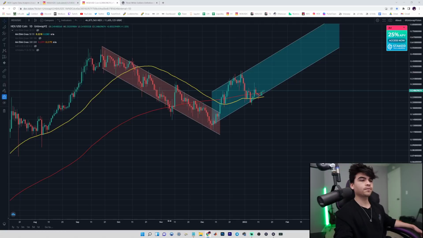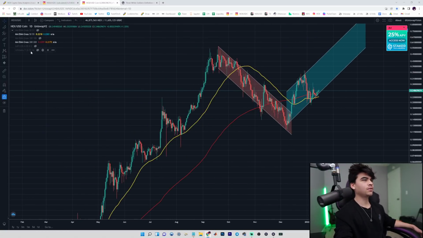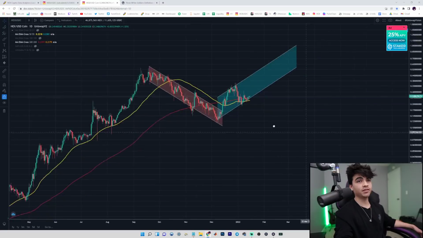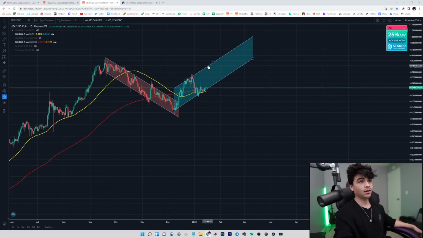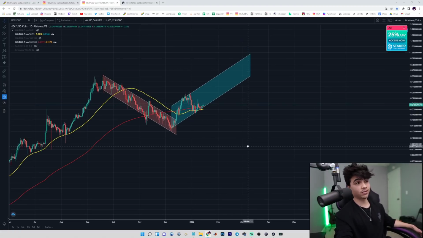So yeah, I just realized some of you guys probably want to know where the top of this channel would be. Right now it's sitting at about 44 cents. Funny, right? Because we were touching on the fact that the next resistance levels could be between 44 and 48 cents. Could happen very quickly. I mean, HEX likes to move very quickly. Crypto in general likes to move very quickly.